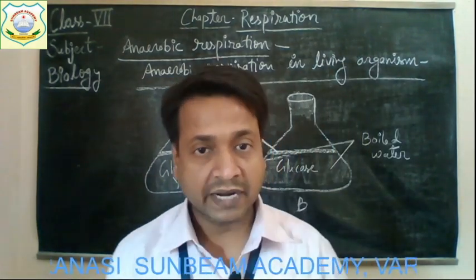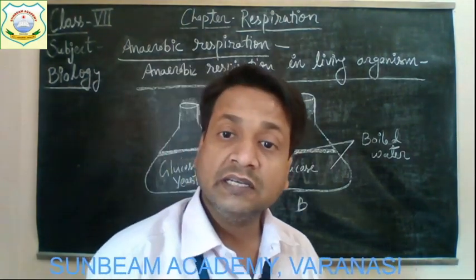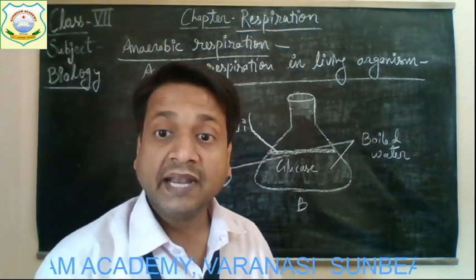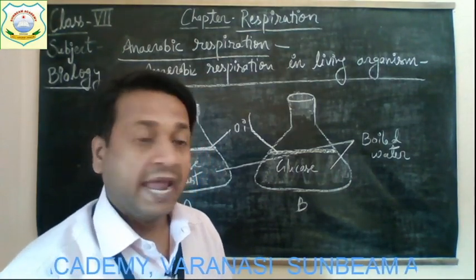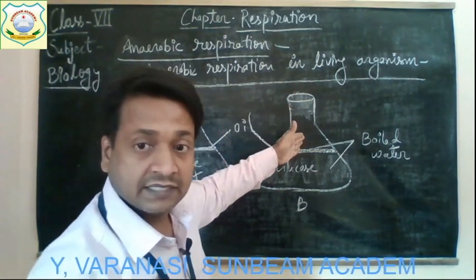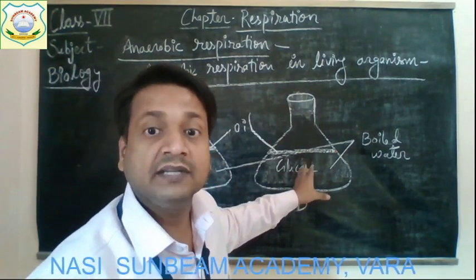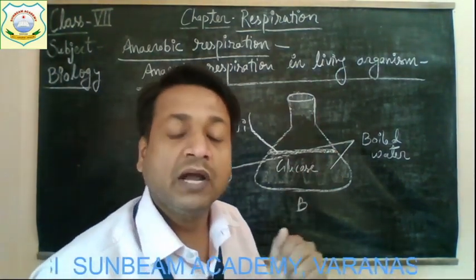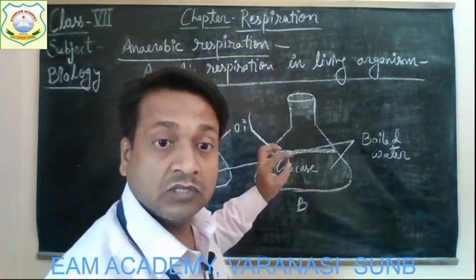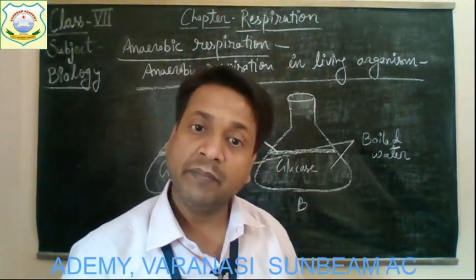Got it, children? Now, the layer of this oil will prevent oxygen in air from dissolving in water. As you know, air has oxygen. And as the mouths of these flasks are open, air will enter inside the flask and the oxygen will again get dissolved in water. So that is why we make a thin layer of oil above the water. This thin layer of oil will not allow oxygen to move from air into the water.